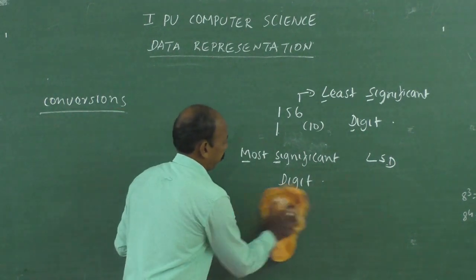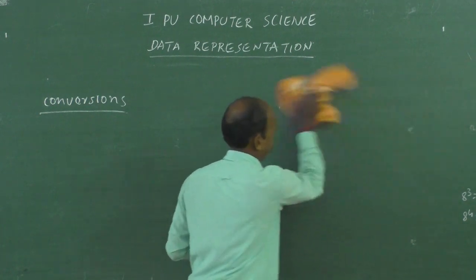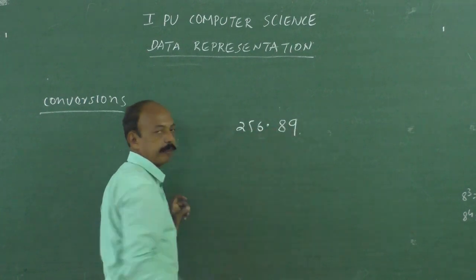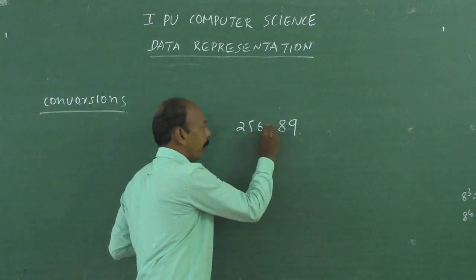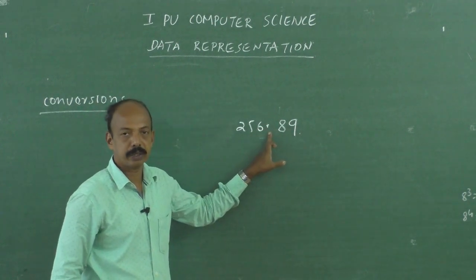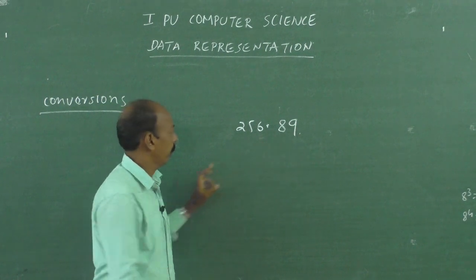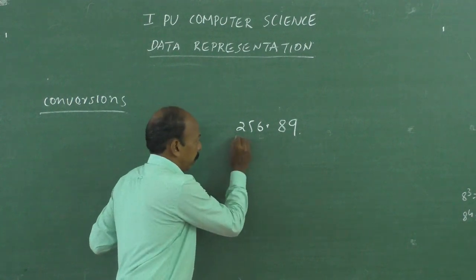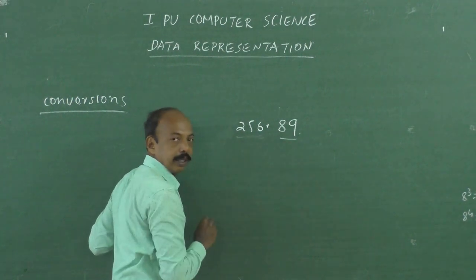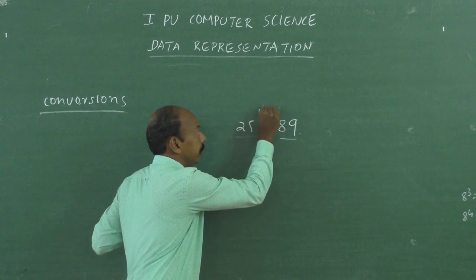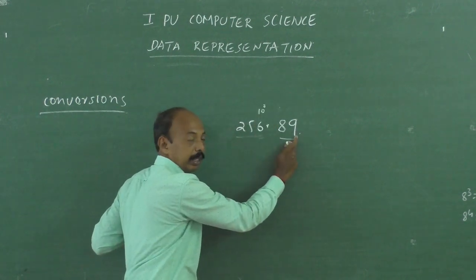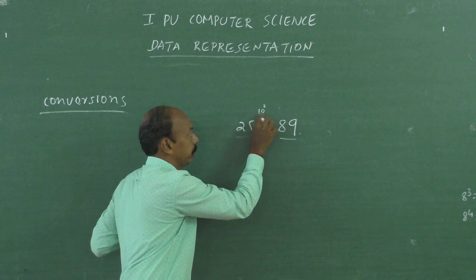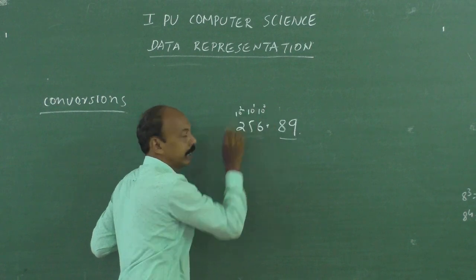Suppose we have a number like 256.89. What do we have here? Here we have a decimal point. We are familiar with the decimal point. Now how is it different? This is the integer part and this is the fractional part. So this will be 10 to the power 0, the unit space, not this one. That is 6. Before the decimal point, 10 to the power 0, 10 to the power 1, 10 to the power 2. Hope it's understood.